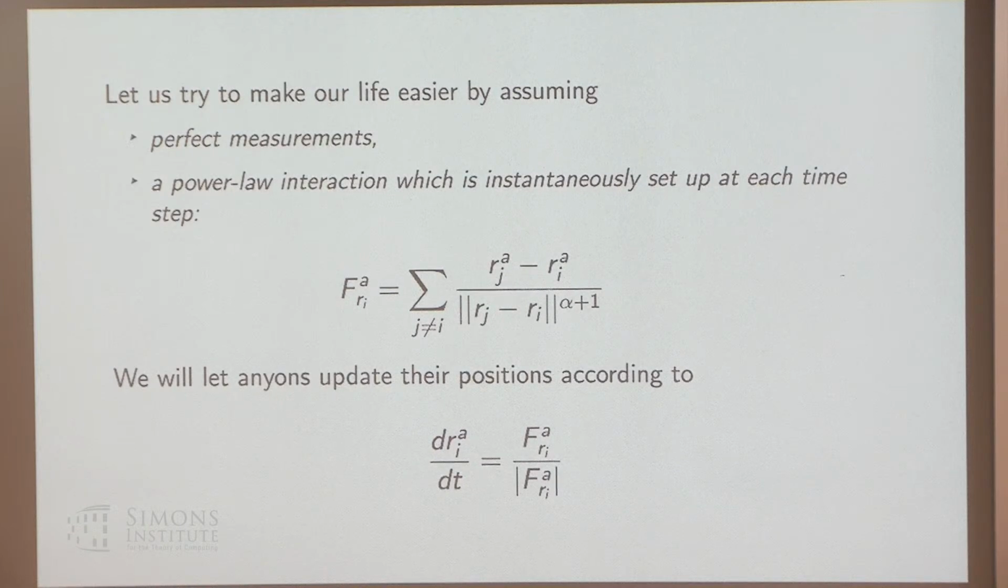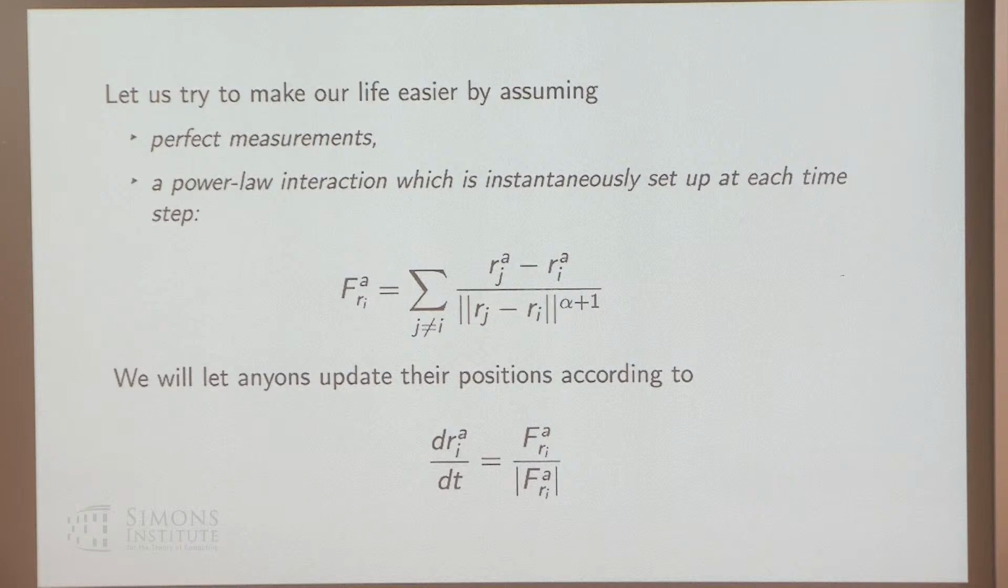For the purposes of examining this physics, let's try to make life easier by assuming that the measurements of the syndromes are perfect. And just for ease of visualization, let's assume that we have a power law interaction like this, which is instantaneously set up between the anyons at each time step. I know I spent the beginning of the talk saying how we need everything to be local and finite speed in space, but right now we're not going to care about that and assume that the field profile is set up as quickly as we like.